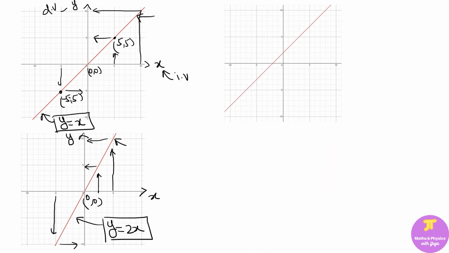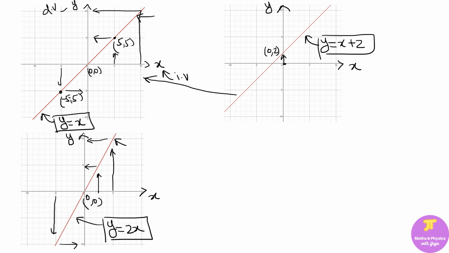Let's look at another example. This is the y-axis, x-axis. If you look at this one, this line is not going through the origin. It goes through 0, 2. If you look at these two lines, they are quite similar. However, this one is shifted up by 2 units. So the equation should be y equals x plus 2.